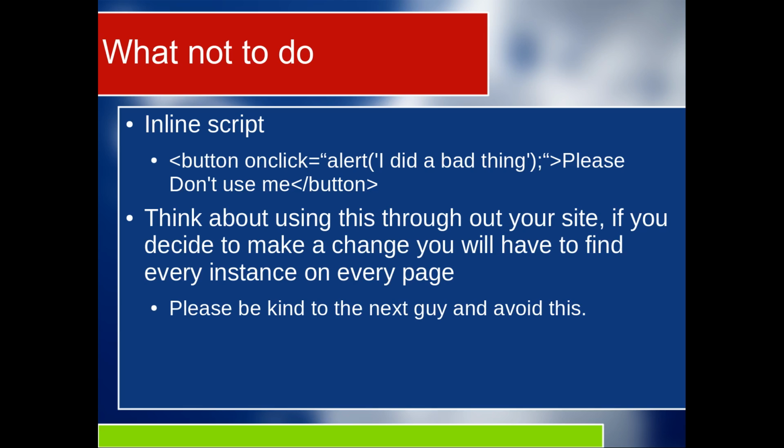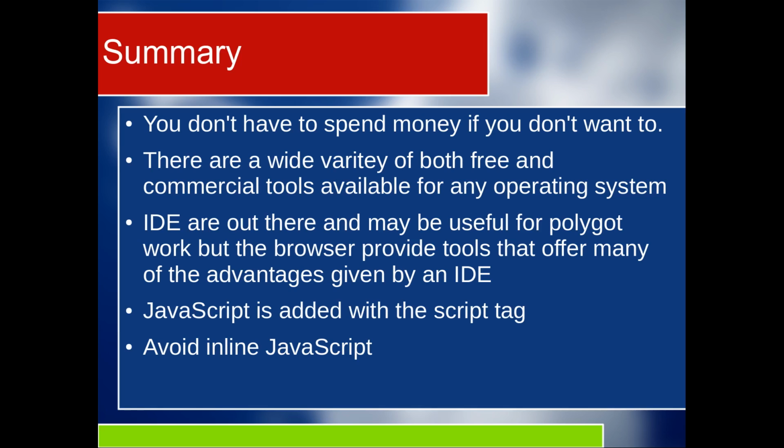So I've talked a little bit in this video about a few things. Here are the bullet points. You don't have to spend money if you don't want to. There are a variety of both free and commercial tools available for any operating system that you want to use. There are IDEs out there that may be useful for polyglot work. By polyglot, I mean multiple language programming. But the browser provides tools that offer many of the advantages that you get in an IDE. JavaScript is added with the script tag, and the last point is to avoid inline script.